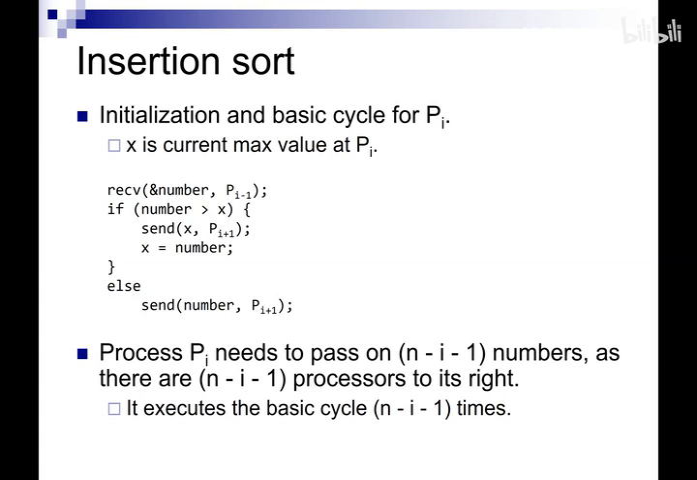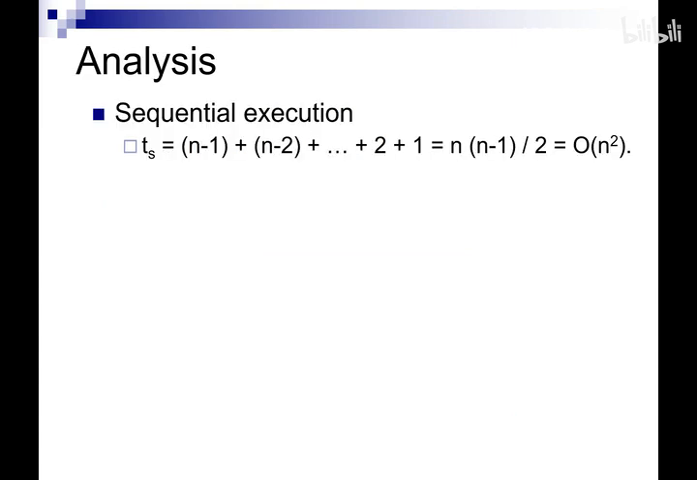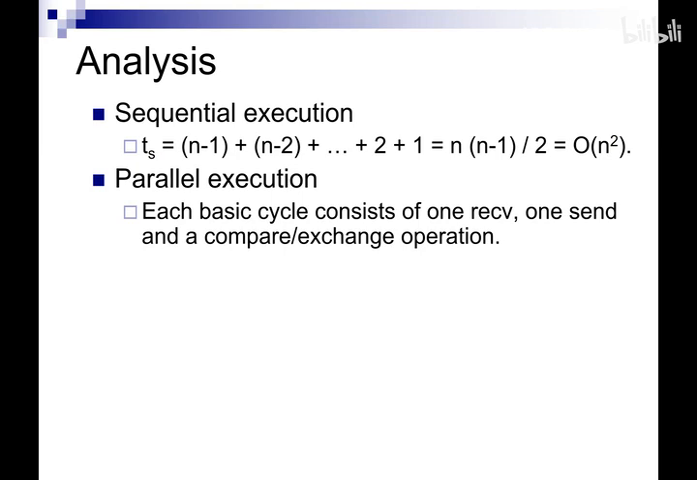Process i is going to pass n minus i minus 1 numbers onto process i plus 1, because you have that many processors to the right of process i. So it's going to execute the basic cycle that number of times. Therefore, for the sequential running time, process 0 is going to execute this n minus 1 times, process 1 is going to execute this n minus 2 times, and so on. Altogether, you're going to execute the basic cycle order n squared number of times in a sequential setting.